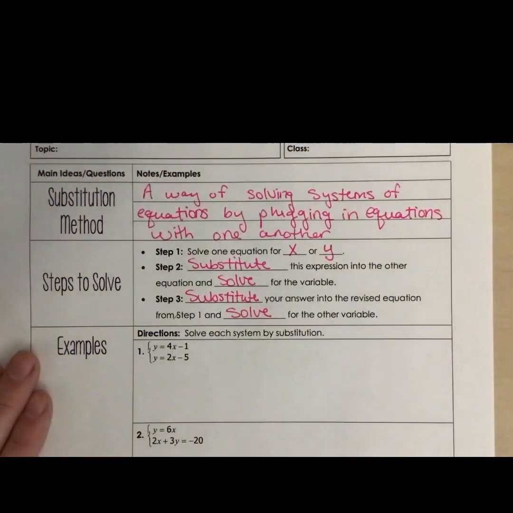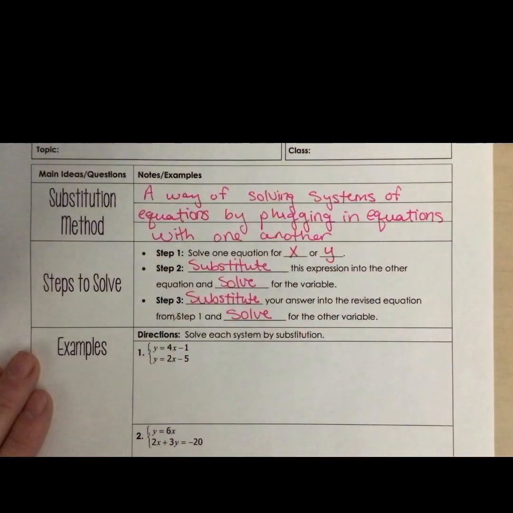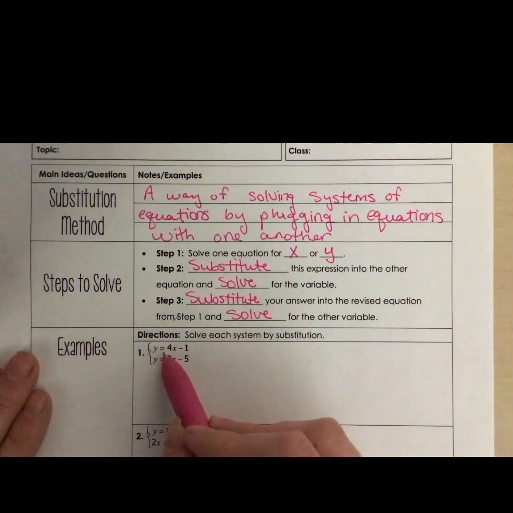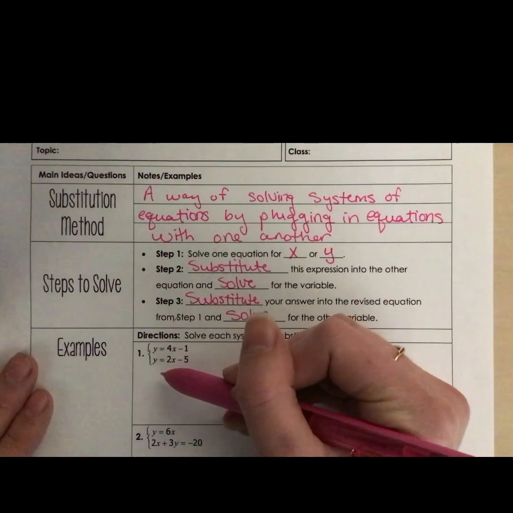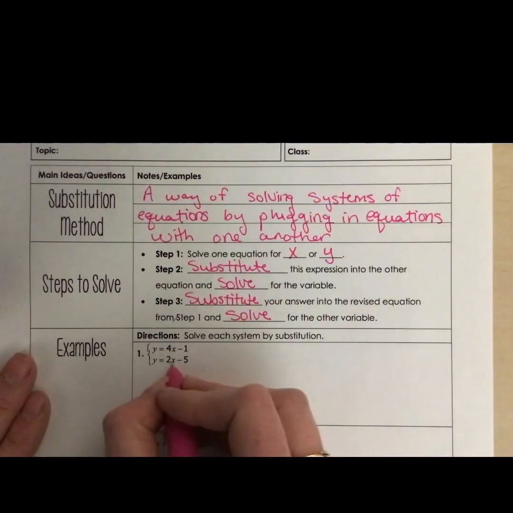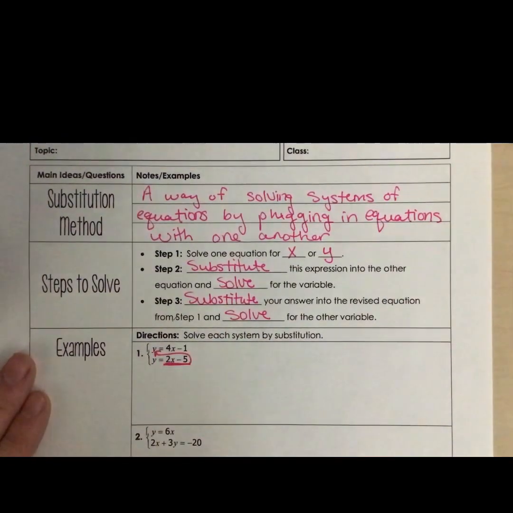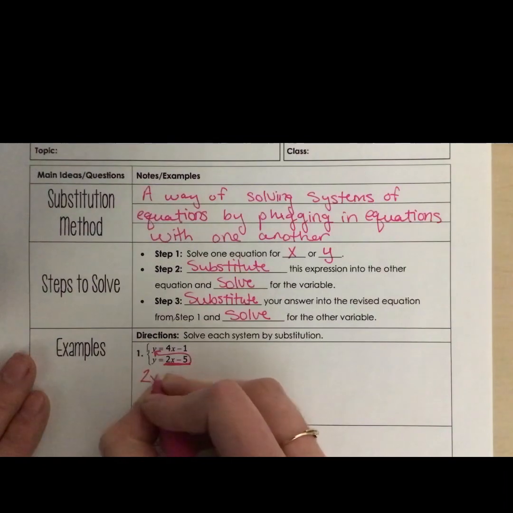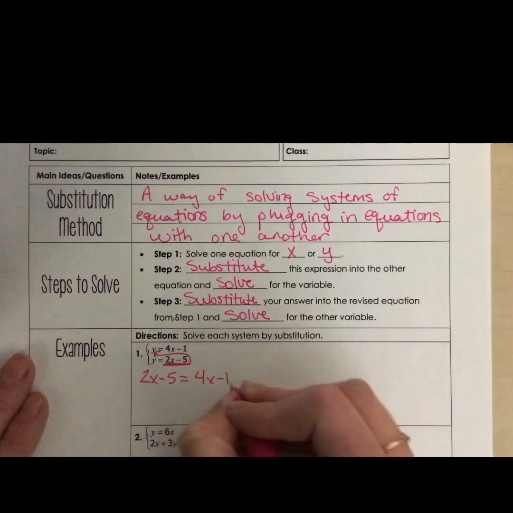So the first thing we want to do is make sure that we can solve for either x or y in our equation. And for problem number 1, we have y equals 4x minus 1 and y equals 2x minus 5. Well, both of these equations are already solved for y. So that means that I can take this part of my second equation and plug it in for this y up here, giving me the new expression 2x minus 5 equals 4x minus 1.